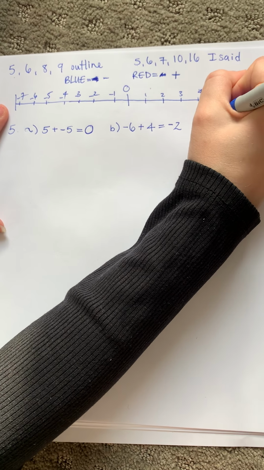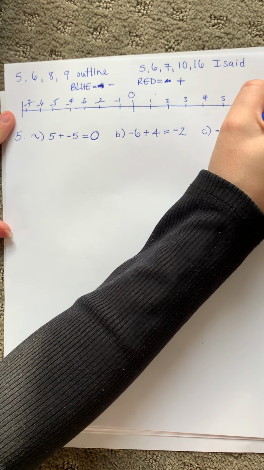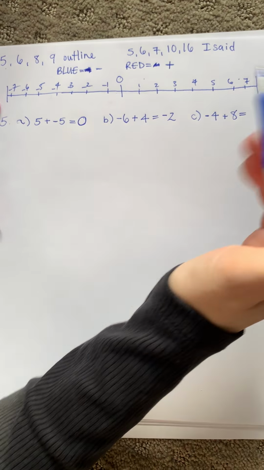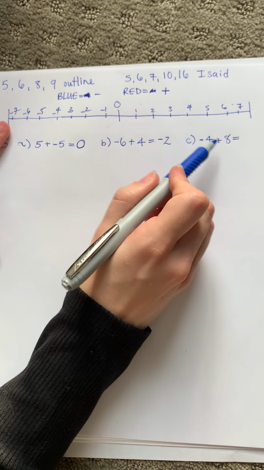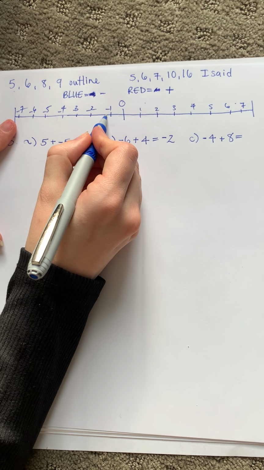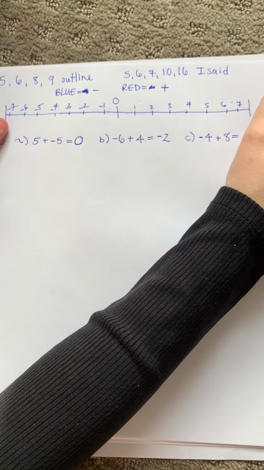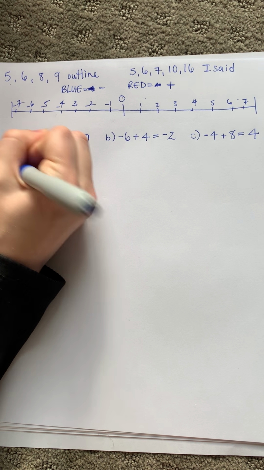Next, we have 5C, which has negative 4 blue dots plus 8 red dots. So again, I'm going to be starting at negative 4, and I'm going to move to the right 8. 1, 2, 3, 4, 5, 6, 7, 8. That gets me to positive 4. So that's 5. Now we have 6.